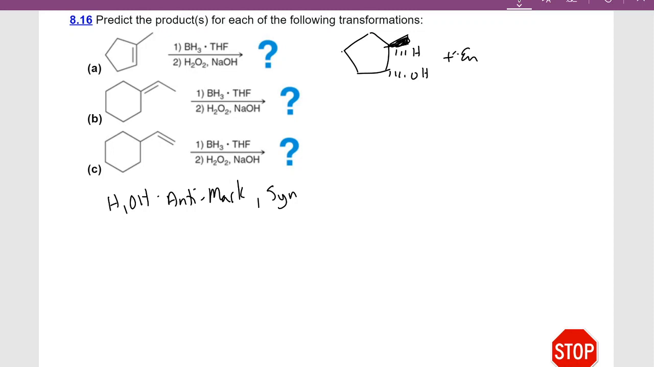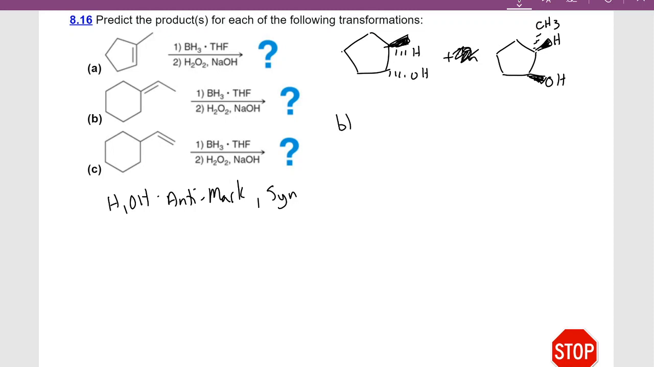But it might be better to just go ahead and draw it in, just to make sure. So if the OH is coming out, then the H also has to be coming out. Then the methyl group would be going back. Okay, so both of those are possible.